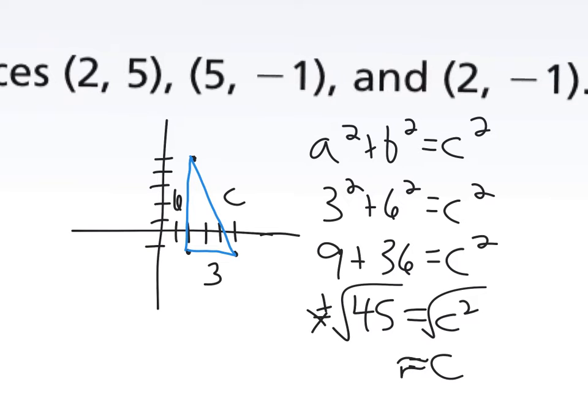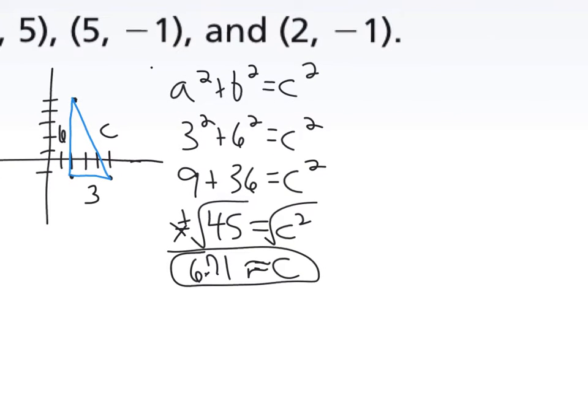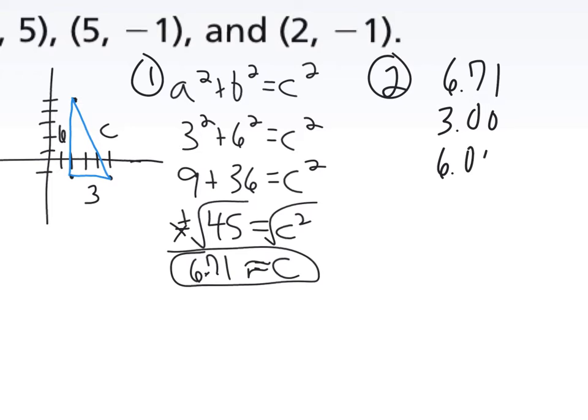And that comes out to be about 6.71 if we go to the nearest hundredth like they have been. Just remember that's not our final answer. We have to find the perimeter here, so we have a 6.71. We have a 3 and we have a 6. Make sure you line up your decimal points when you're adding those together. And then that would be 15.71 units about.